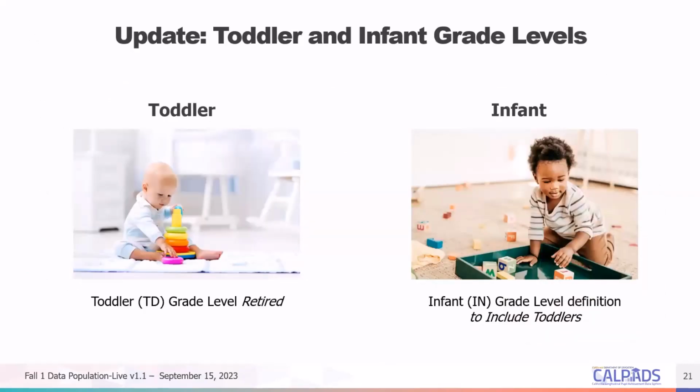All right, there is another lower profile change happening in CalPADS for the 23-24 academic year regarding grade level, specifically the toddler and infant grade levels formerly reported. Previously, the infant grade level was defined as a grade level for individuals ages 0 to 18 months. The toddler grade level was previously defined as a grade level for individuals ages 19 to 35 months, not yet enrolled in a public education institution.